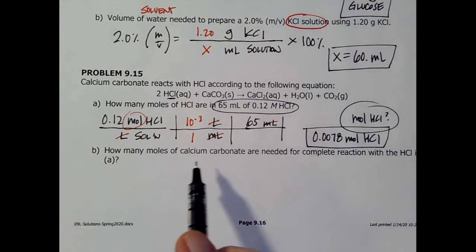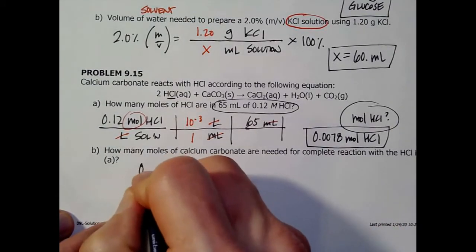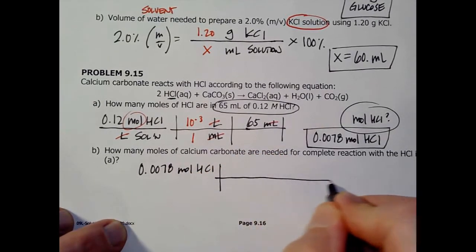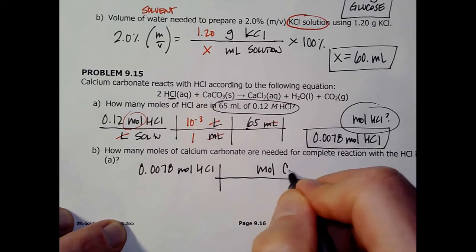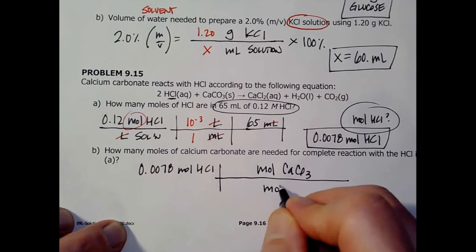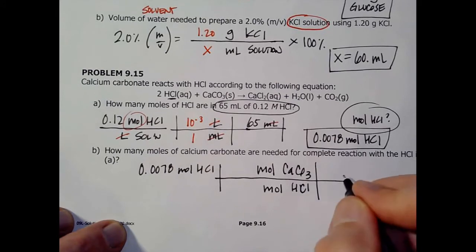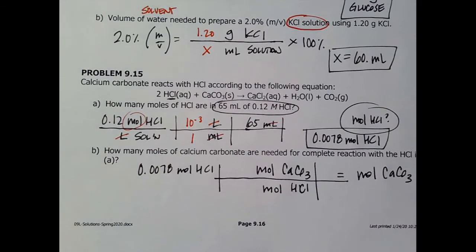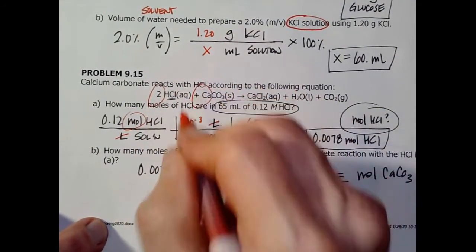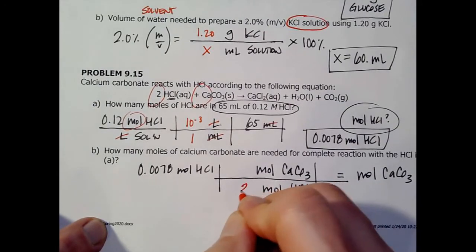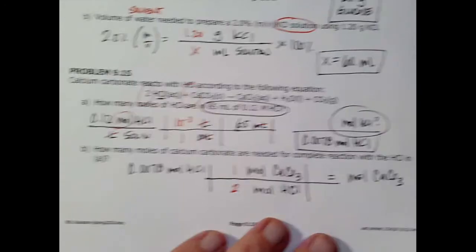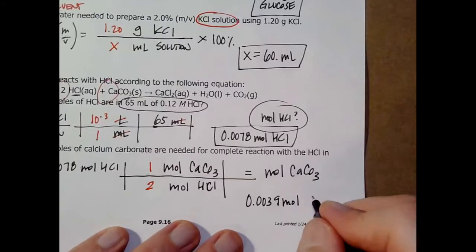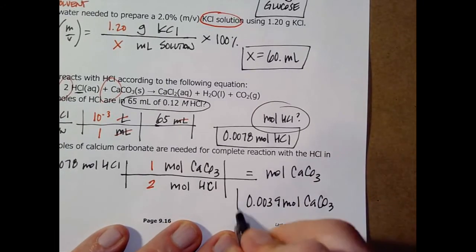Now it says how many moles of calcium carbonate do I need? Oh, 0.0078 moles HCl. Moles of the calcium carbonate, moles HCl would give me moles CaCO3. Well, I look at my balanced chemical equation, 2 to 1. So the answer is 0.0039 moles of calcium carbonate.